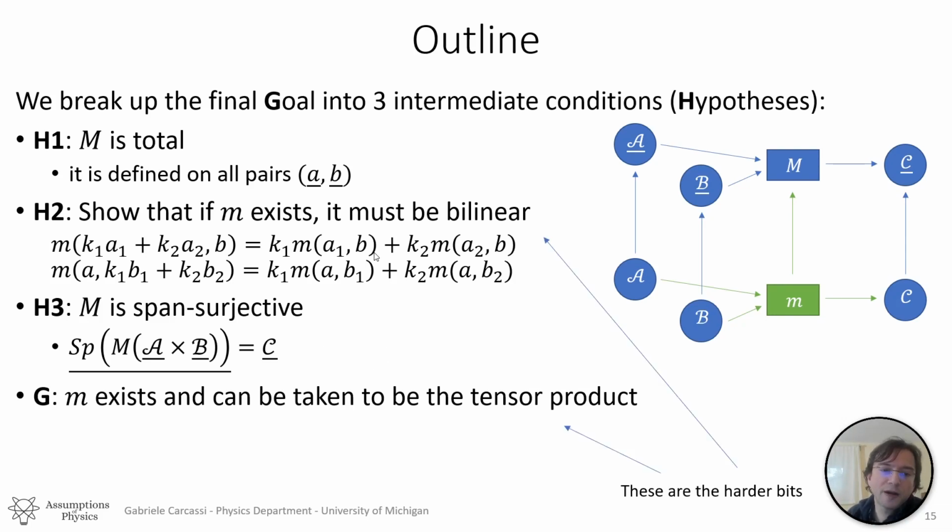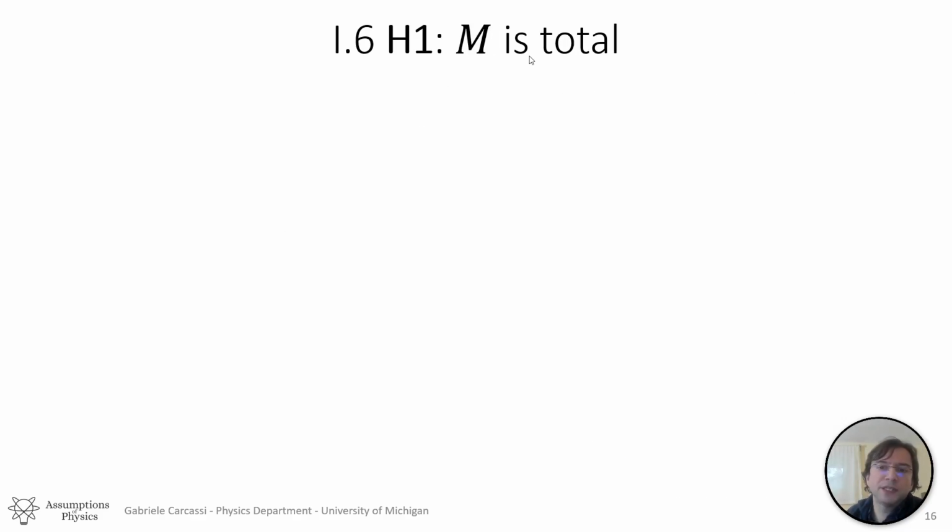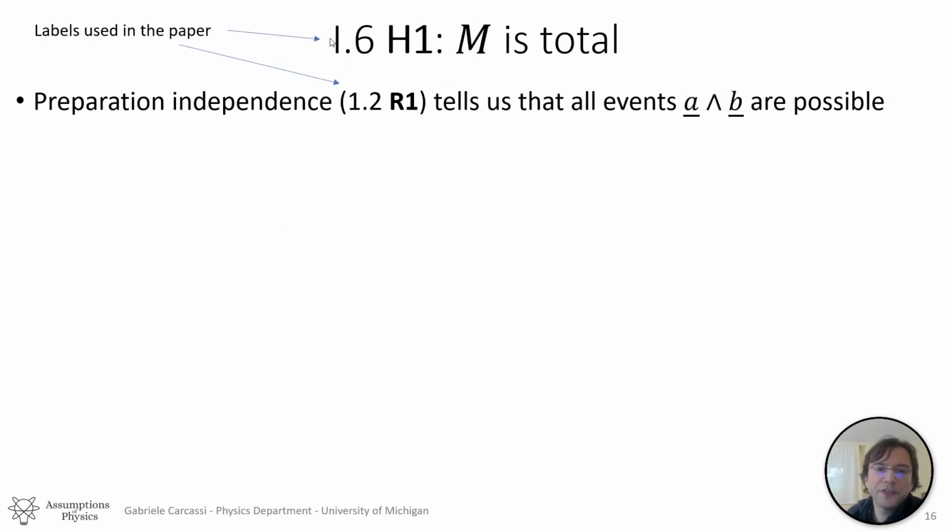So these two parts, proving that M is bilinear and the last part, are the hard bits. They use a little bit of a more advanced math. So let's concentrate on these two hypotheses first. So first of all, M is total. And again, these labels that we're using seem funny, but they are actually the references in the paper, so that allows for somebody to follow along.